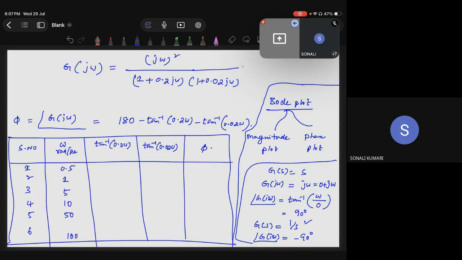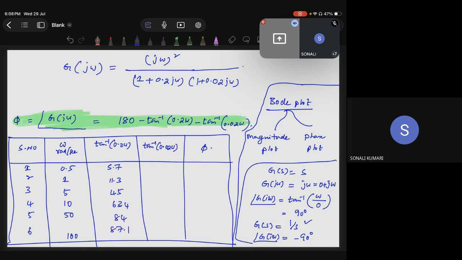Substitute this omega into this expression. Clear? Substitute each omega into this expression. So I'm writing those values: 5.7, 11.3, 45, 63.4, 84, 87.5.